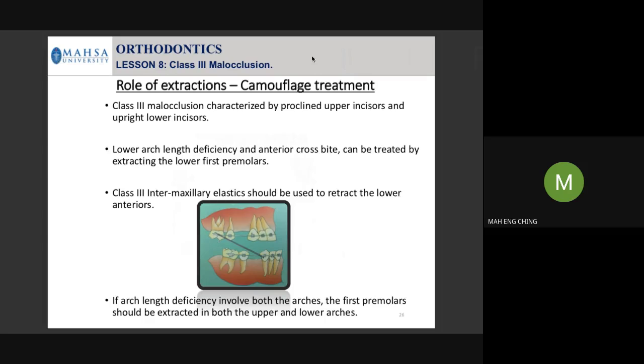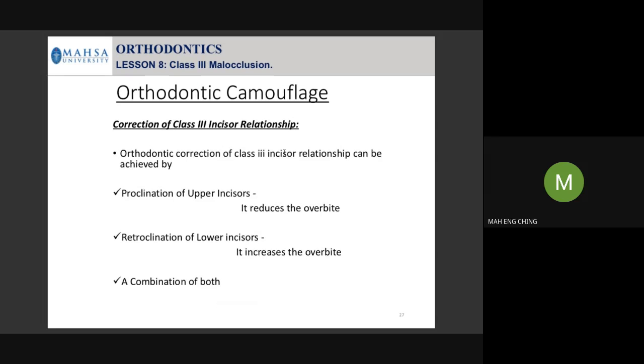This method, we call it camouflage. It means they are still skeletal class 3 at the end, but by tilting the angle of the incisors, changing the angle of the incisors, we reverse the bite. So this one is called camouflage. It's not the true correction of the skeletal, but we're changing the angle of the incisors. So if you want to do orthodontic camouflage, a lot of the time it involves extractions.